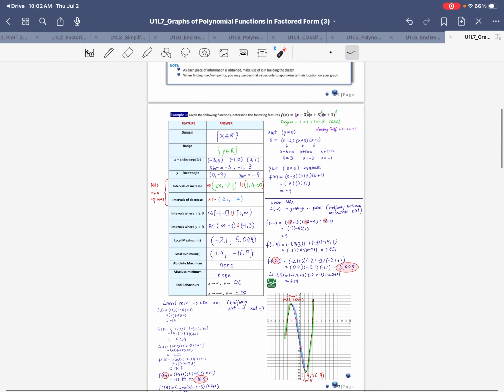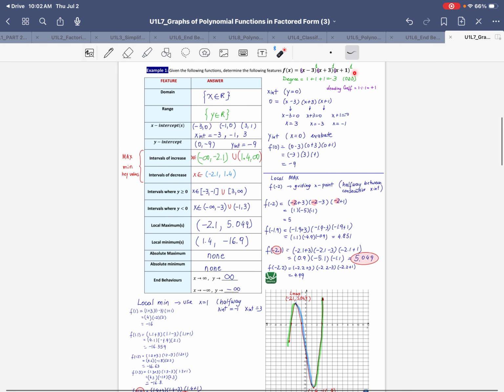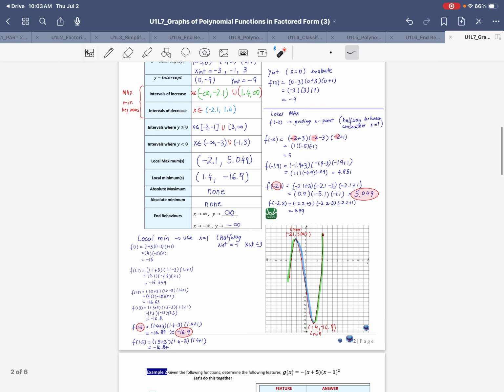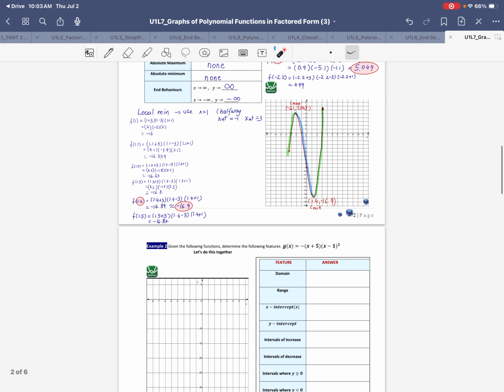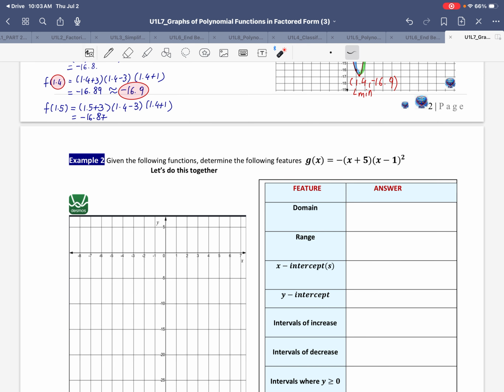So this is a complete analysis of a polynomial function. We looked at a third-degree polynomial function, and I hope you found the instructions useful, and I invite you to continue trying the next examples on your own, and I will continue completing and explaining this in the next video.